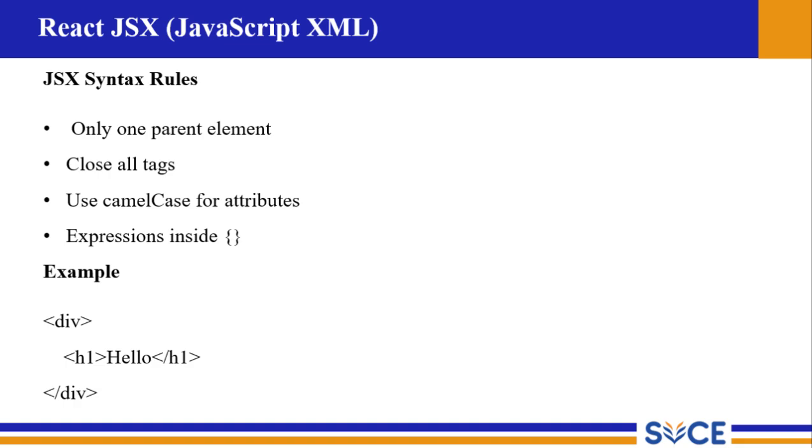For example, suppose we write an H1 heading and immediately below it a P tag for paragraph without placing them inside another element. Although this may look correct, React will report an error because these are two separate root elements. To solve this problem, we simply wrap both elements inside a parent element such as a div tag.